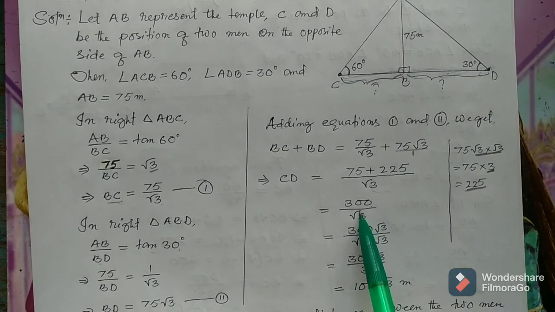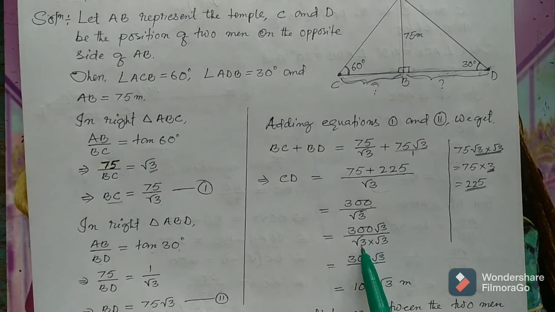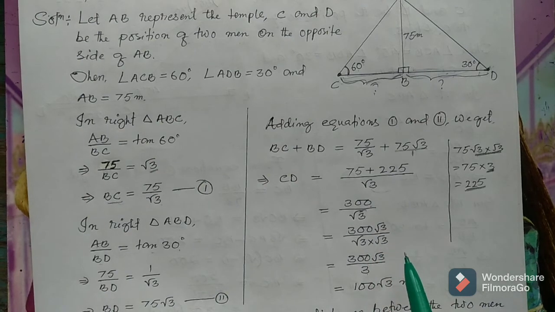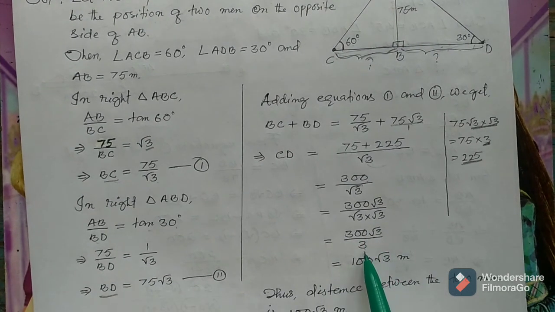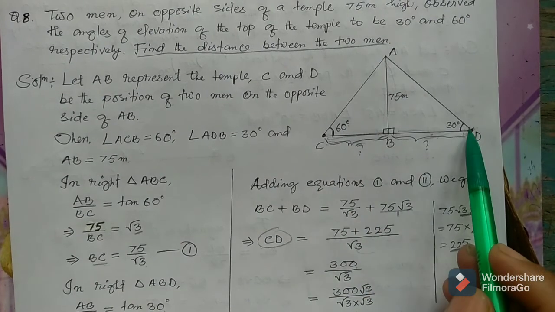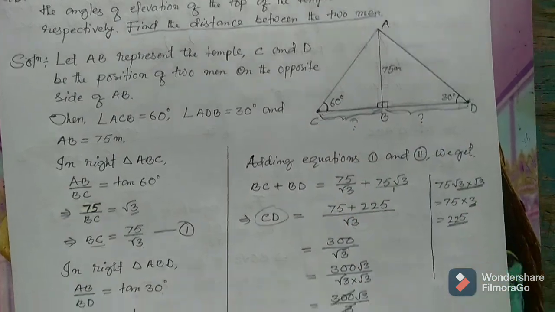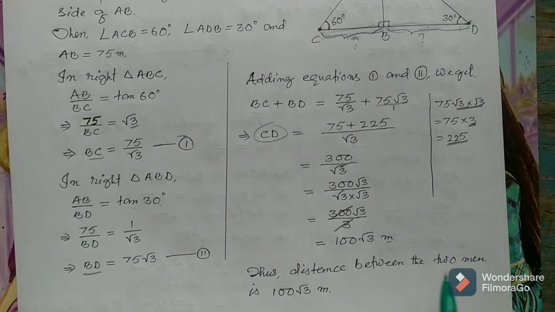So now you can see denominator root 3 is an irrational number. So let's rationalize it. To rationalize this denominator, we need to multiply by another root 3, so that root 3 becomes 3, which is a rational number. So multiplying denominator by root 3 and also numerator by root 3, we get 300 root 3 by 3. Again, you can cancel here, divide 300 by 3, we get 100 root 3 meter. And this is the value of CD. And if you go back to the figure, CD is nothing but the distance between two men, because C and D are the position of two men. Thus, distance between the two men is 100 root 3 meter.